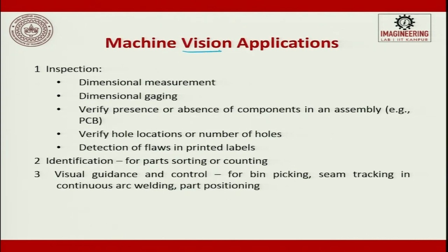So, when we talk about machine vision applications, it is used for measuring dimensions, for gauging, for checking the presence or absence of electronic components on a PCB, verifying the hole location and number of holes, and detection of flaws in the printed labels. Identification for parts sorting and counting can be done. Then visual guidance and control for bin picking, seam tracking in continuous arc welding and part positioning. All these things are done today by machine vision applications. It is used exhaustively in quality control.